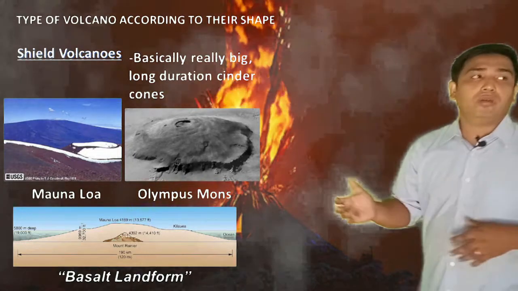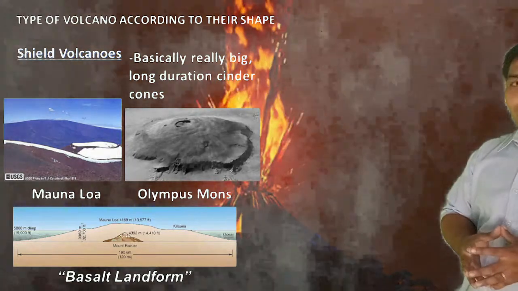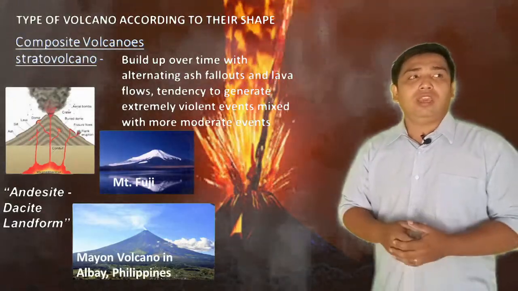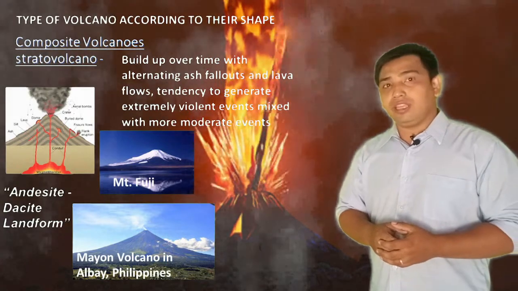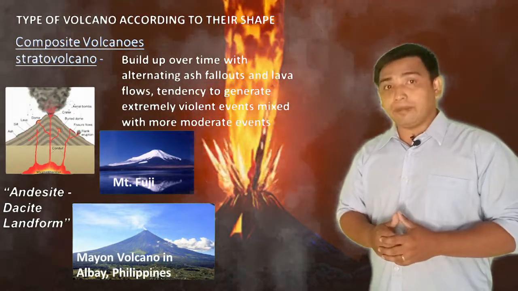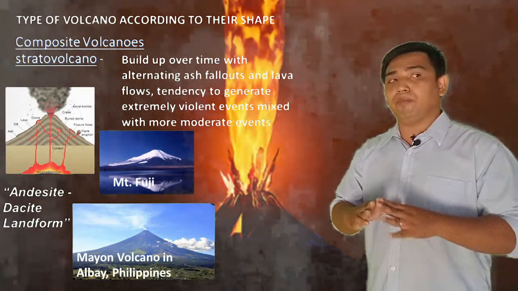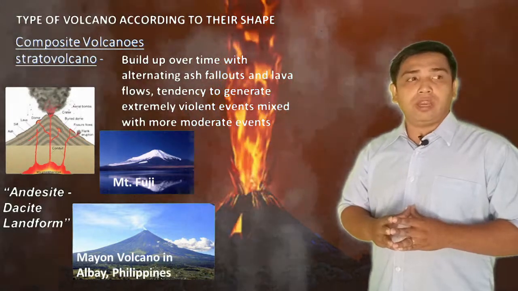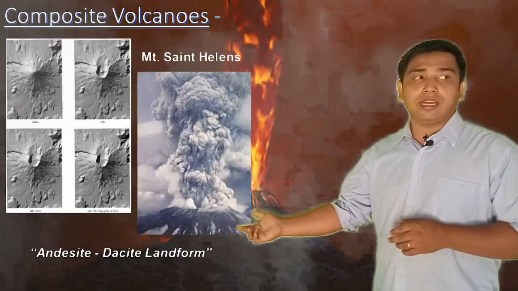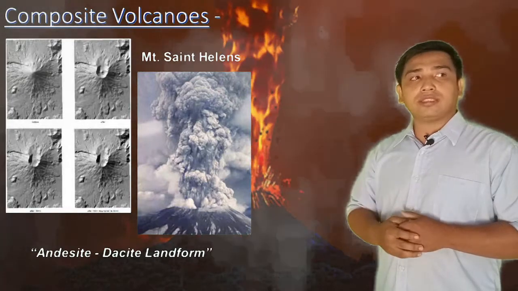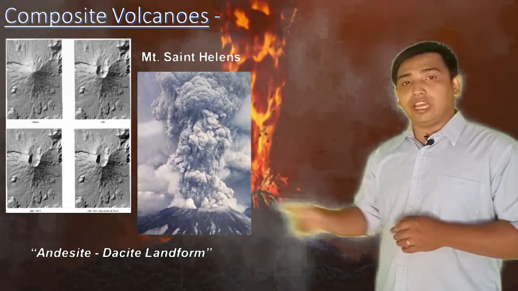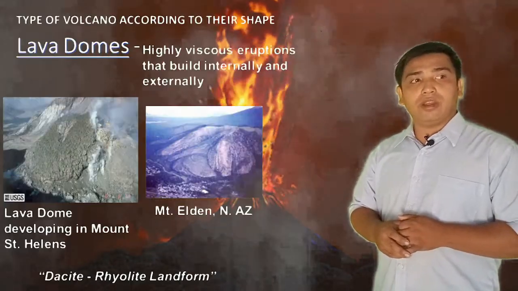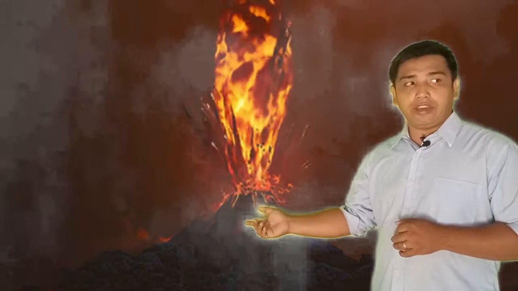We also have maybe the most violent category of volcano, which is the composite volcano. You will see that it nearly has a perfect triangular or cone shape, just like Mount Fuji and Mount Mayon. It will form an andesite and dacite platform. Next, we also have Mount St. Helens as an example of a composite volcano. We also have lava domes, and lastly we have the caldera.